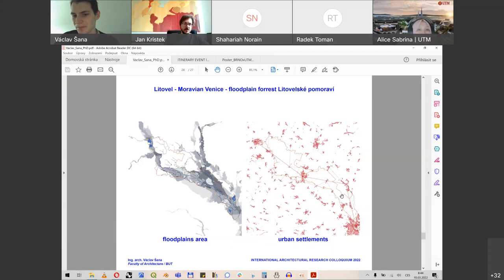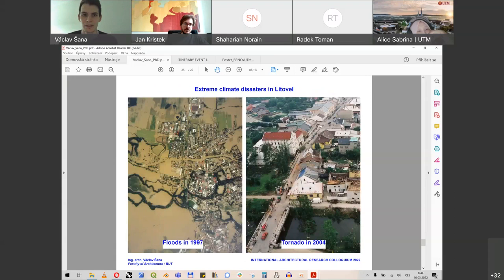And it's really interesting for me to research it as a topic, like water, urban, rural, or landscape area. And also, I try to research it not only through maps, but also through historical events.